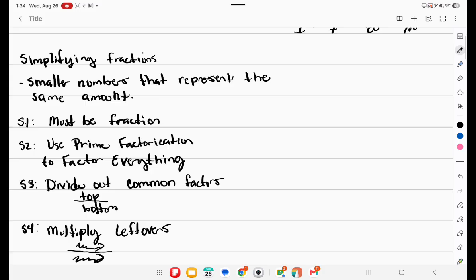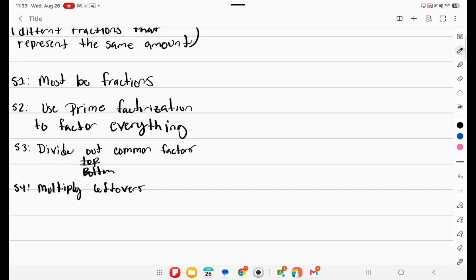I got a couple I want to do. Let's see. First problem, 9/12. All right, 9/12. So we look at step one. Is 9/12 a fraction or a mixed number? It's a fraction, so we don't have to do step one, praise God. We ain't got to do that.